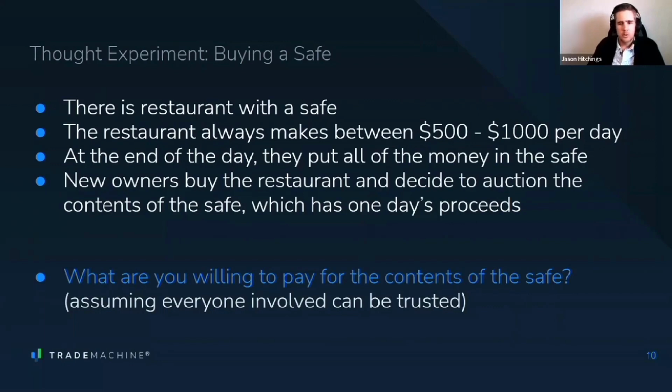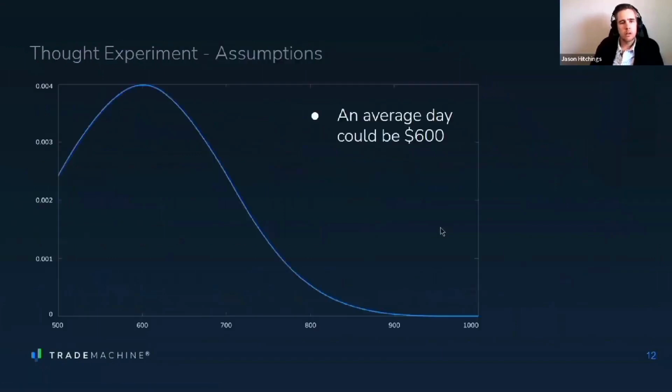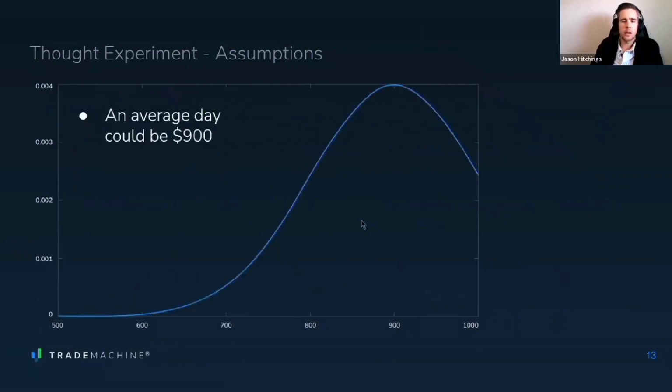So the question is, what's the safe worth? There's somewhere between $500 and $1,000 in it, but what's it worth? One question becomes, what's a normal day for the restaurant? Because a normal day could look a little different. There's between $500 and $1,000, but that might look like $600, with some days closer to $500, some days closer to $700, and rarely having days out here. Or it could be the opposite. You could have a ton of days where they're collecting around $900 and very few days on the low end.